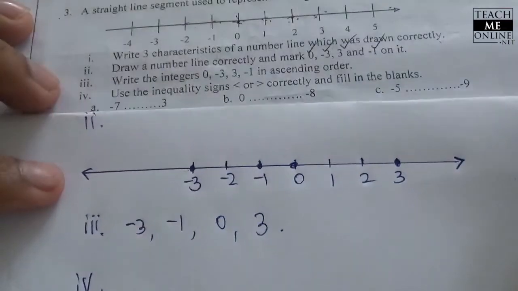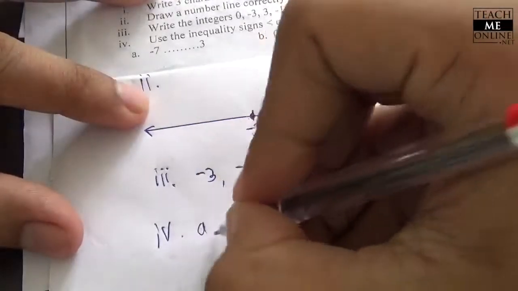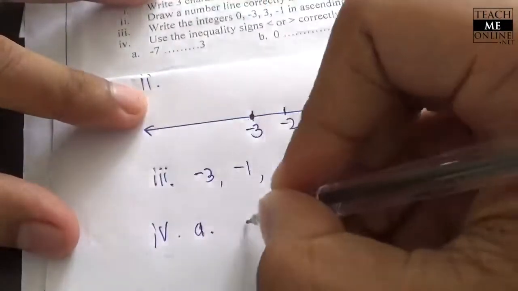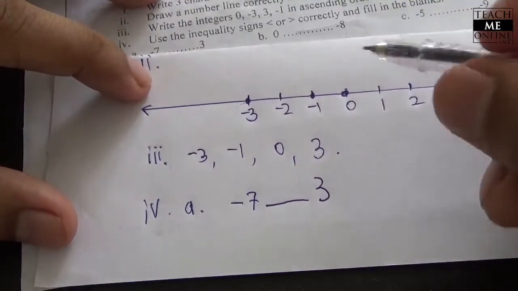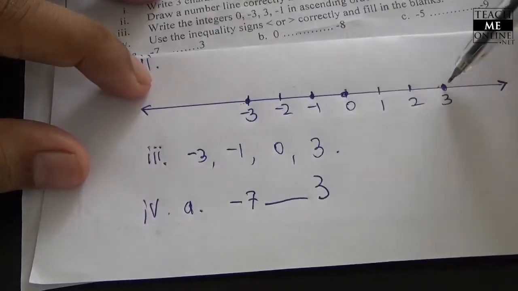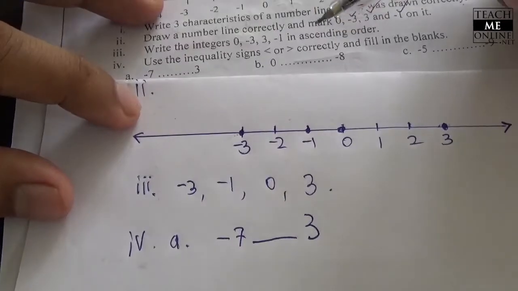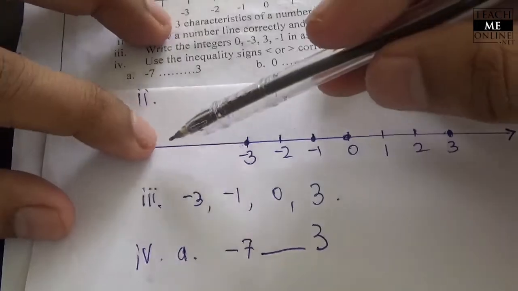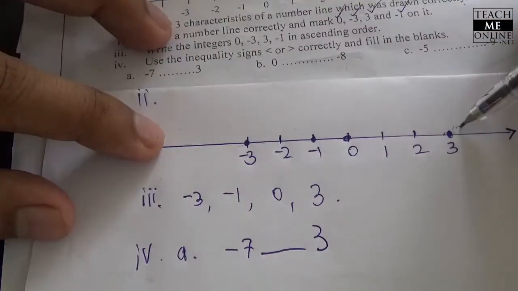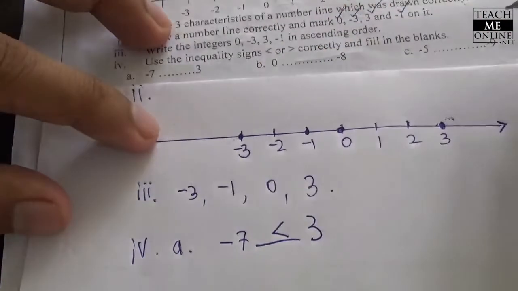Part 4. Use the inequality signs less than or greater than correctly and fill in the blanks. Part A. Negative 7 blank 3. So negative 7 will be somewhere here, positive 3 is here. So when you're comparing two numbers, the number on the right side is always greater, because we learned that as we go to the right, the numbers increase. So if I mark negative 7 on the number line, it will come somewhere here. Positive 3 is already here. So the one on the right is the larger one. So the mouth will be open towards that side, less than sign, negative 7 less than 3, right?